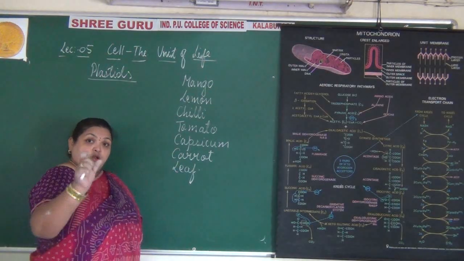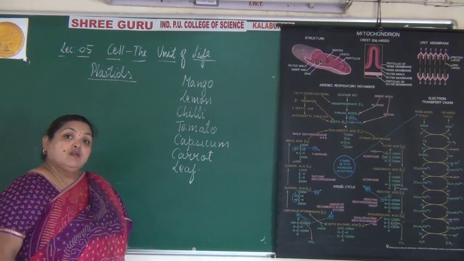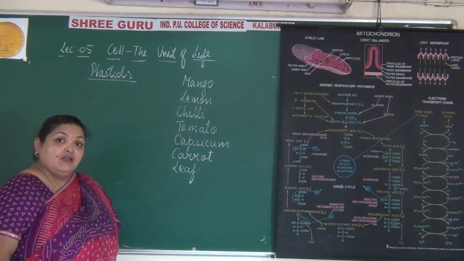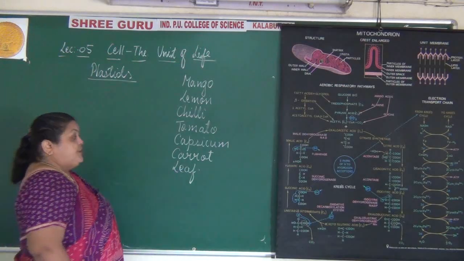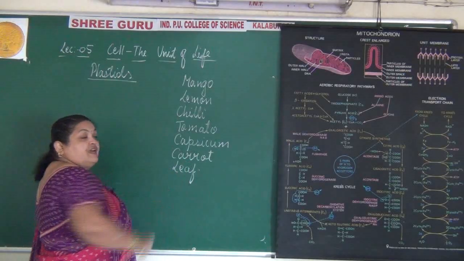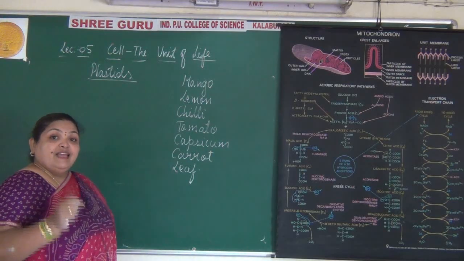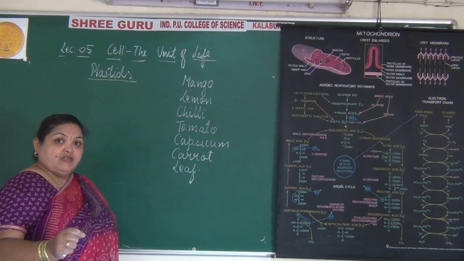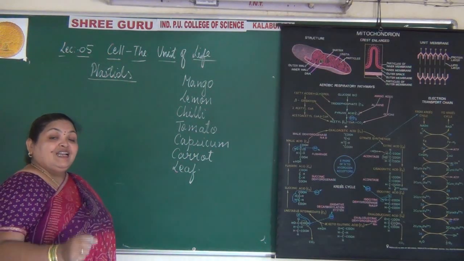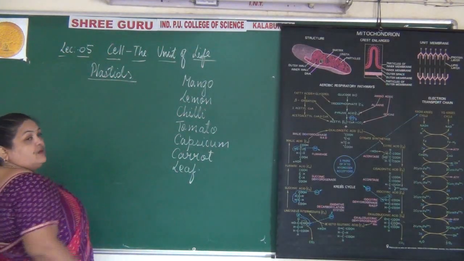Lemons, raw, are green in color. When completely developed, they turn yellow. Chilies are green in color and change to red. Tomatoes, capsicum, and the characteristic color of the carrot is orange, and the leaf is green in color. So there are certain pigment organelles present in the plants. Those coloring pigments present in the plants and the euglenoids are the plastids.